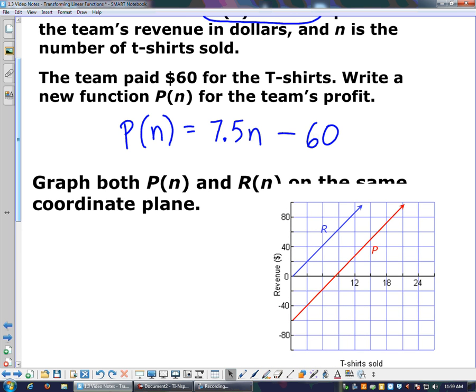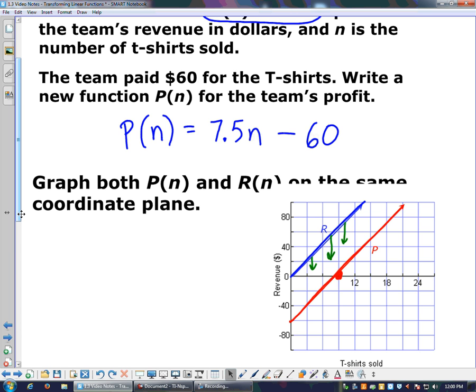So that's here. Our revenue function was here, and then we have a shifting down of all of these points down 60 units, and we get our profit function here. It's kind of interesting. We can see approximately when they actually start making a profit, right? Somewhere after they've sold the, was 3, 6, 9, somewhere around after they sold the 9th t-shirt, they will have made a profit.